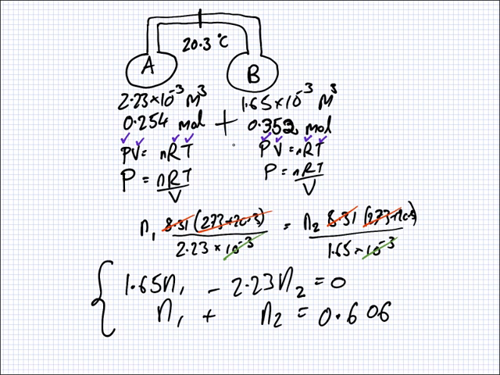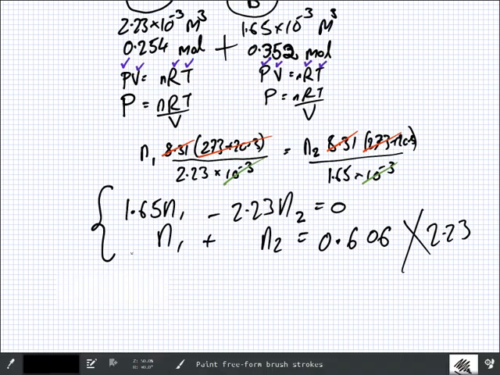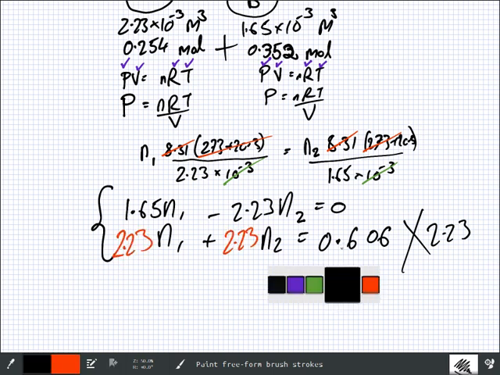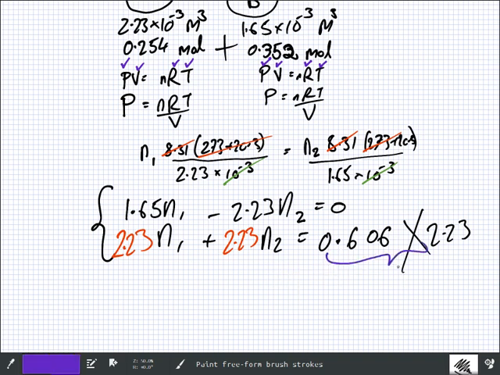I think the easiest way to... well, actually, they are just looking for N1, aren't they? Yes. So the easiest way to solve this would be to multiply this by 2.23. So what do you get here? That's 2.23, and what does this become? 1.35.